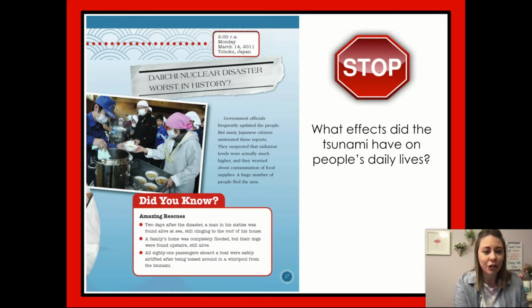But on our Did You Know? Amazing rescues. Two days after the disaster, a man in his 60s was found alive at sea, still clinging to the roof of his house. Wow, that is amazing. A family's house was completely flooded, but their dogs were found upstairs and still alive. Oh, goodness. I love dogs, so I'm glad that they were okay. And all 81 passengers aboard a boat were safely airlifted after being tossed around in a whirlpool from a tsunami. So those are good rescues.